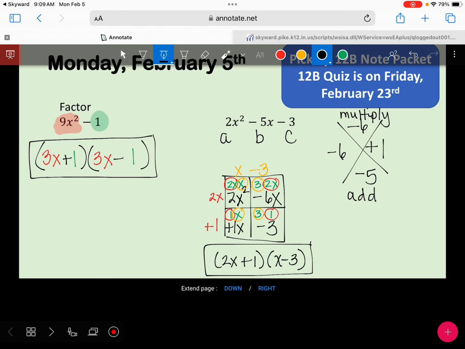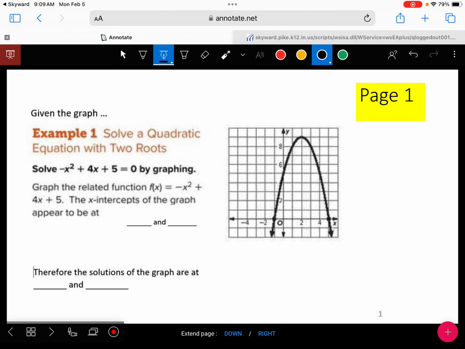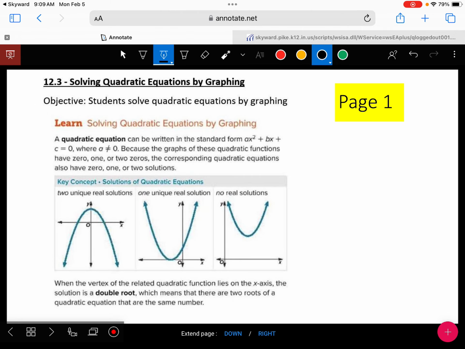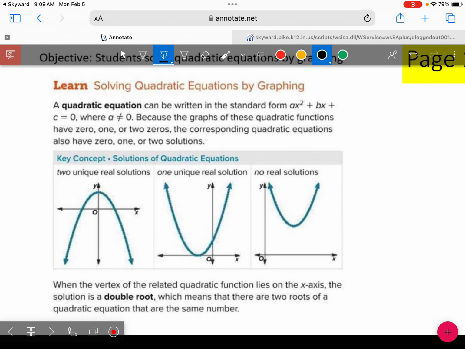All right, so now let's take out your new note packet. So we're in the second half of chapter 12. And let's go ahead and look at page 1 in your new note packet. All right, so there are 3 different types of quadratic equations you can have.